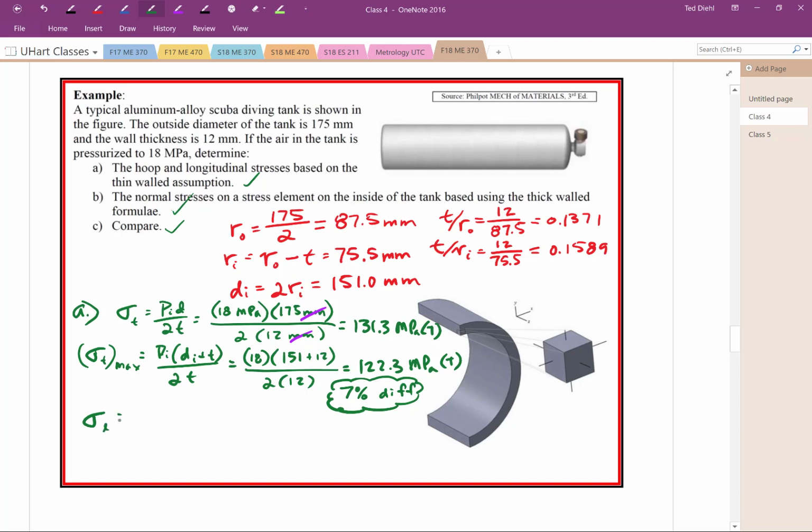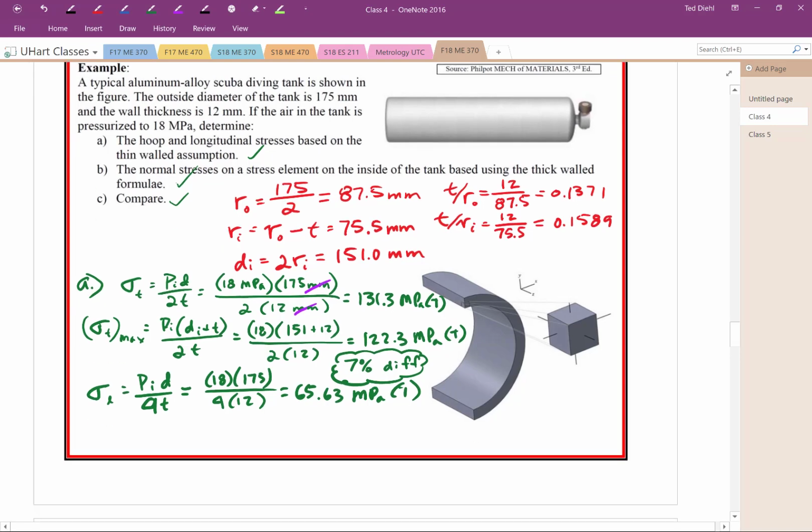Also, we want the longitudinal stress. That's just going to be pi d over 4t. And honestly, we could have just divided the hoop stress that we had from the beginning at the top by 2, because that's what the equations are. Only one half of the other. So we end up getting 65.63 megapascals in tension. And if we were to use the internal diameter instead of the external diameter, we would get a smaller number of 56.63. It's a 16% difference. I don't think that's an accurate value here. But we could check in a minute against the thick-walled.